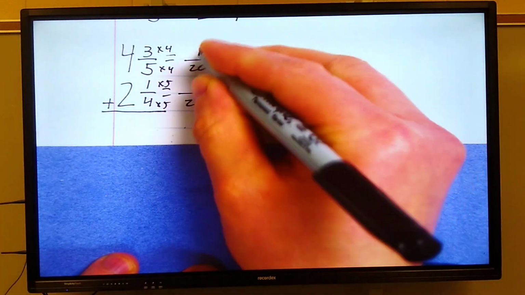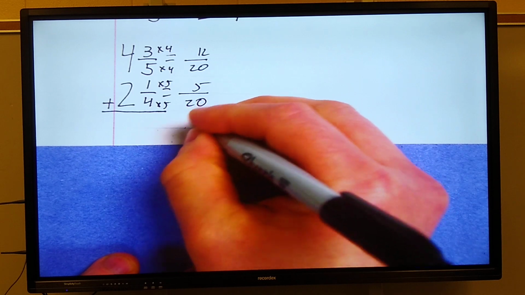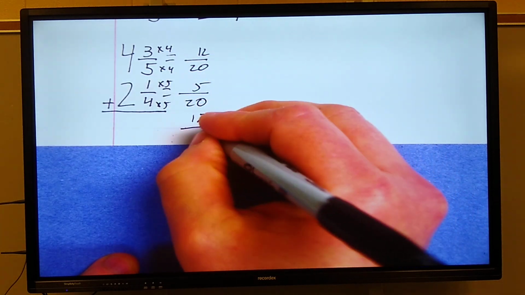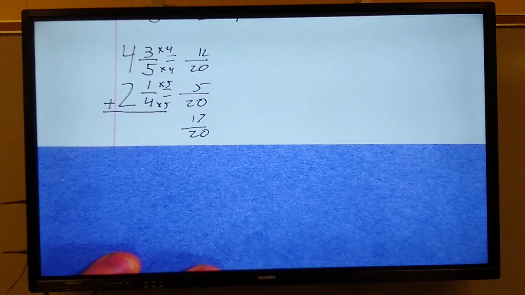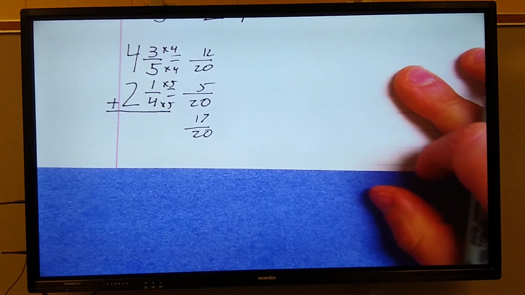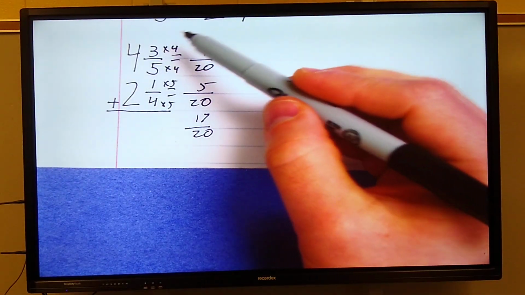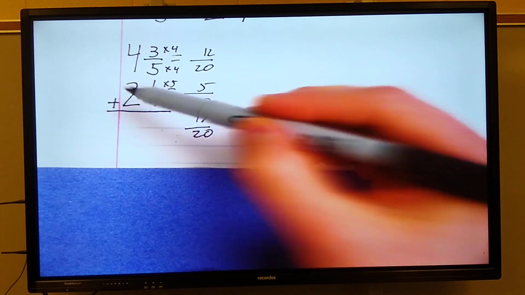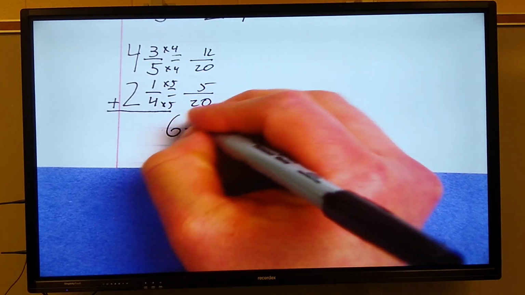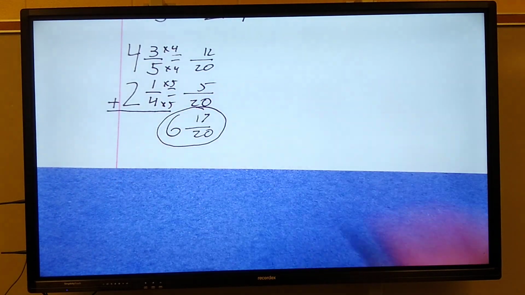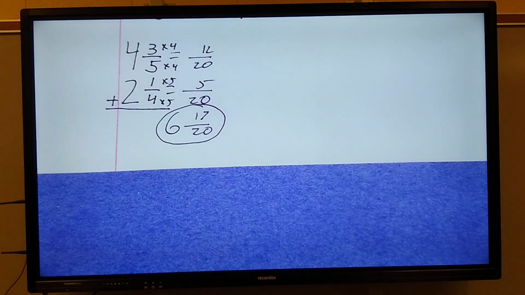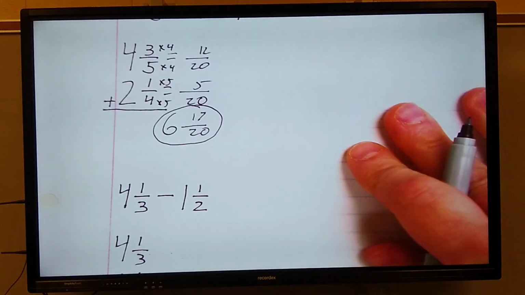We are adding, so 12 plus 5 is 17. And then the denominator stays the same. Is that an improper fraction? No. Is that in simplest form? Yes. Now I must add my whole numbers. 4 plus 2 is 6. That is my final answer. 6 and 17/20. Very good. Let's do it again.